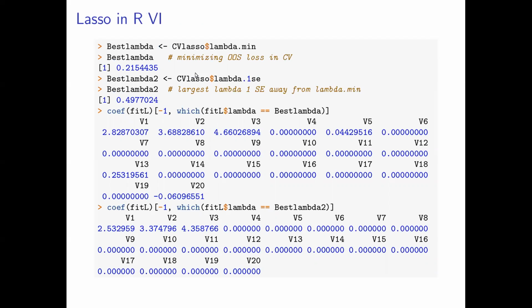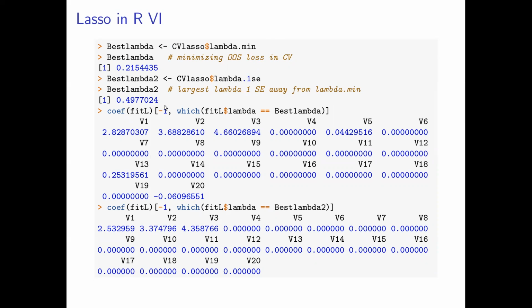One of them is minimizing the out-of-sample loss in the cross-validation. This is the lambda.min value. And the second one is the largest lambda value, which is one standard error away from this lambda.min value. Why the largest one? Because this will decrease the model size, making the lambda larger. So this is kind of how far can we go and how small can we make this model.